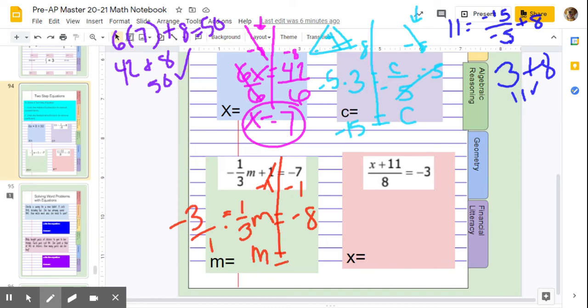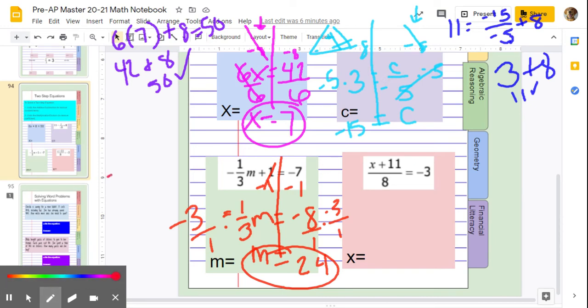Okay, and on this side, we're going to do the same thing. I'm going to put this over 1 times negative 3 over 1. This one does end up being just multiplying by negative 3, but if it was 2/3, then we would do 3 over 2 and so forth. So 8 times 3 is 24, and a negative times a negative is a positive, so positive 24. Okay, and again, we're going to go check that answer.